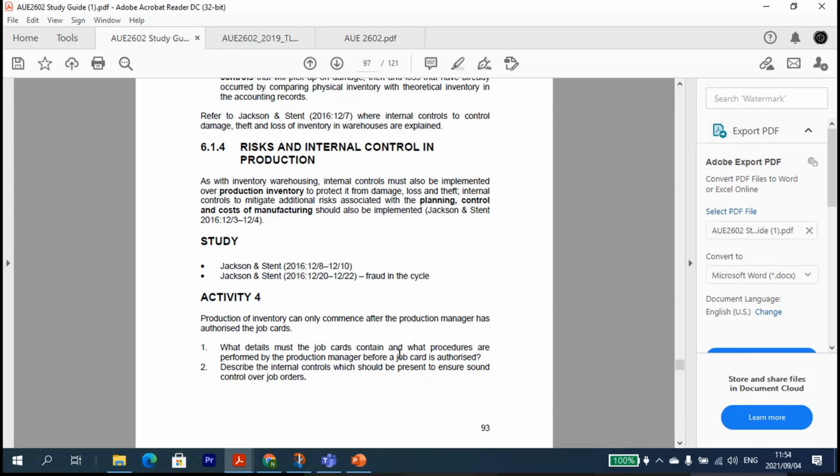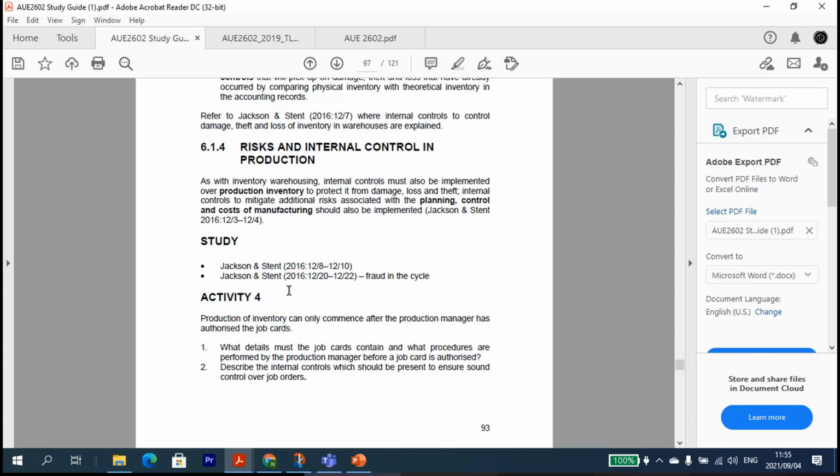I think the job card is to record materials for special orders like inventory items, and then to follow these inventory items through the production of the whole process, and then to finalize it with the finished goods at the production end. Okay, so those are the details. And what procedures does a production manager do prior to authorizing that job card?